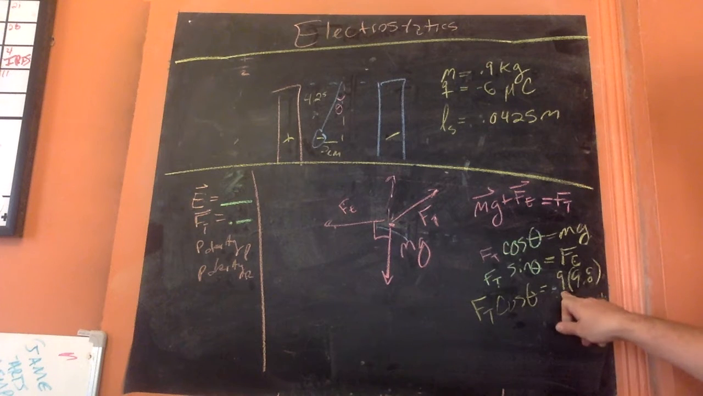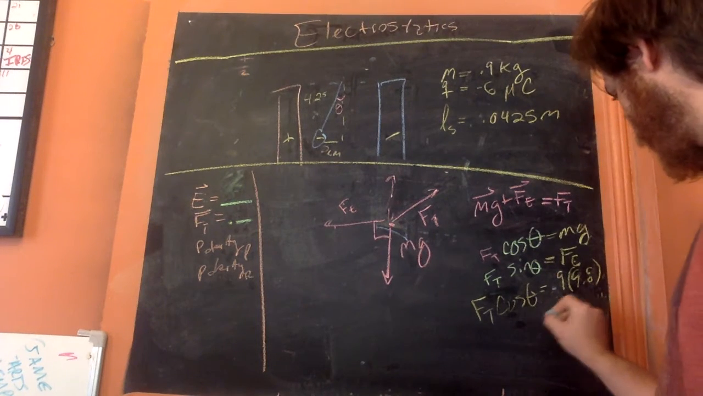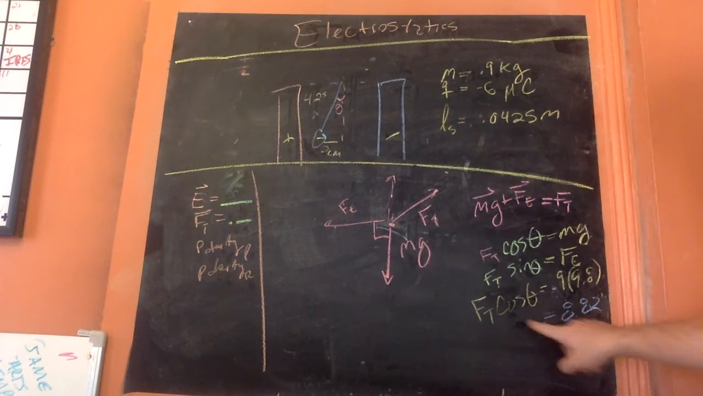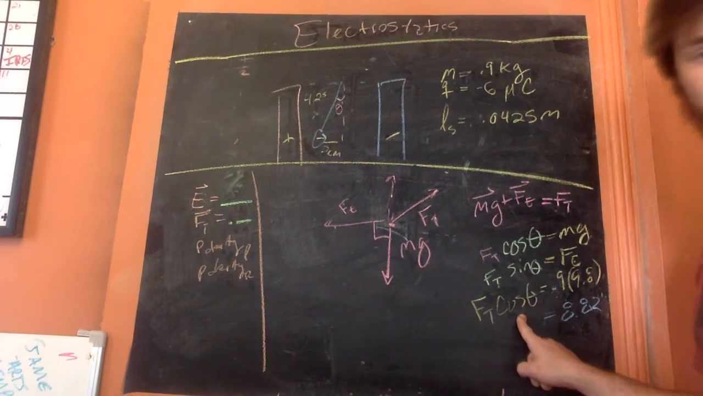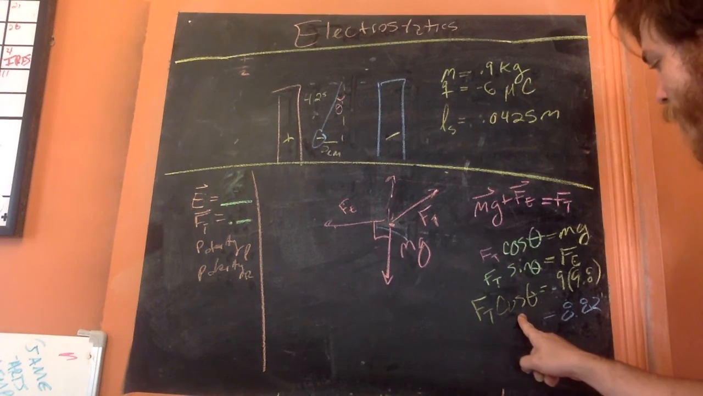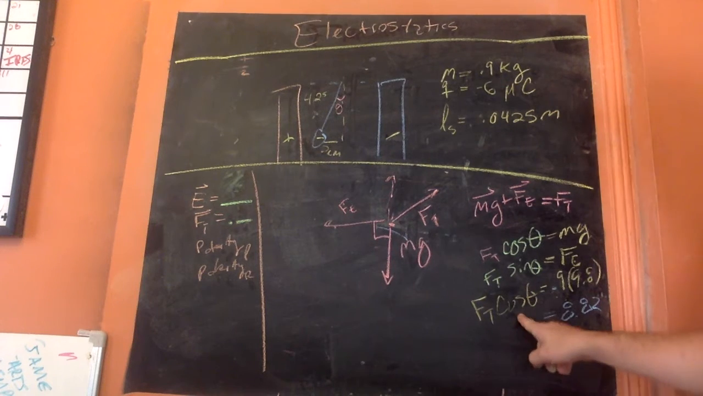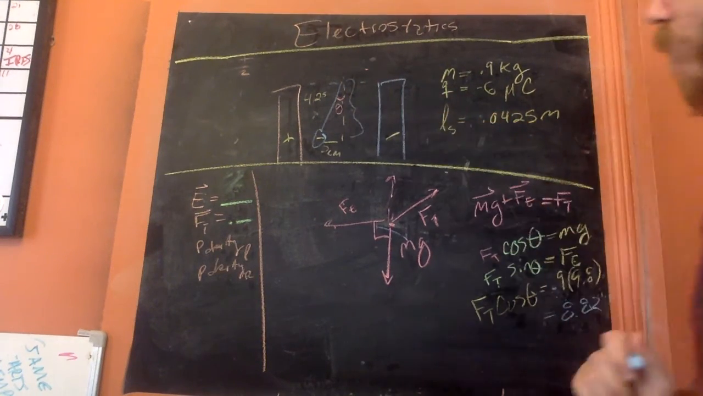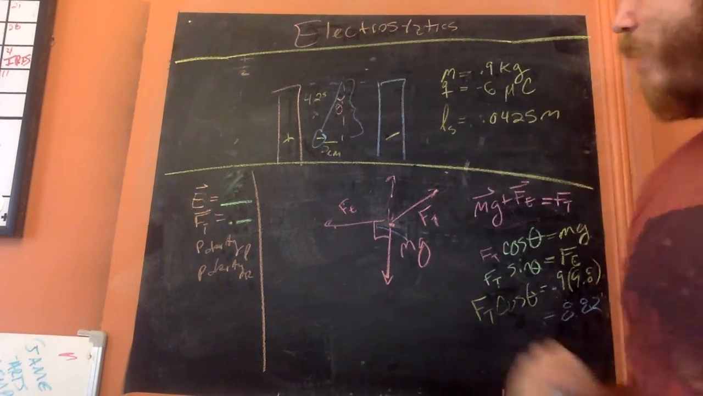So this is 8.1 plus 0.72, so this is 8.82. And now, because of SOHCAHTOA, we can actually just fill in cosine theta. This is opposite over adjacent. So we need to find adjacent. We have adjacent because we have two parts.